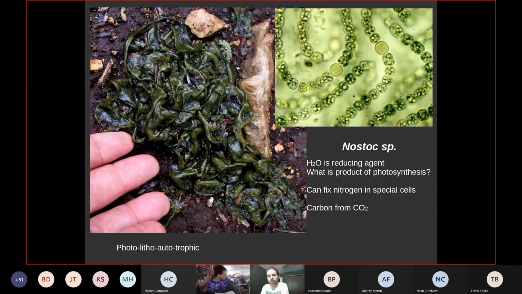What was your question? What's the product of photosynthesis for this organism? Oxygen. It's oxygen and glucose. Yeah, the splitting of H2O for electrons means that O is around. So we've got free oxygen. Okay, so that's kind of the waste product of photosynthesis. So this is a weird bacterium.